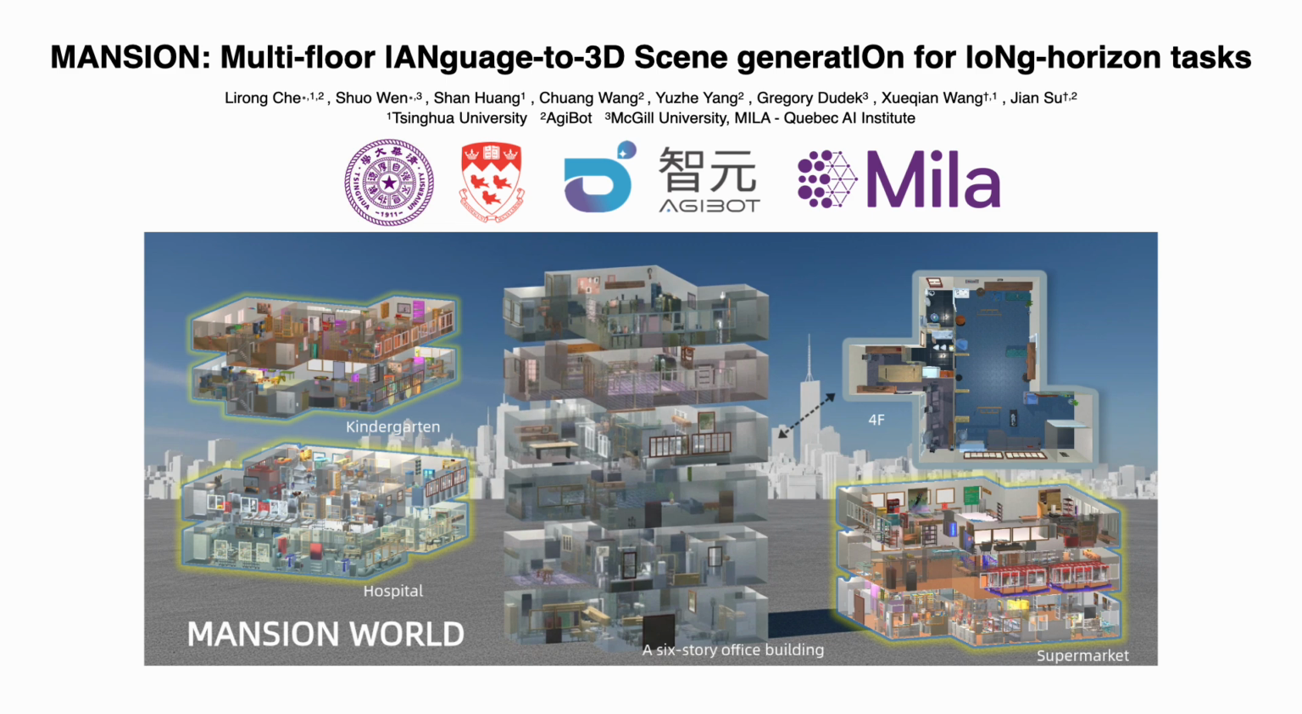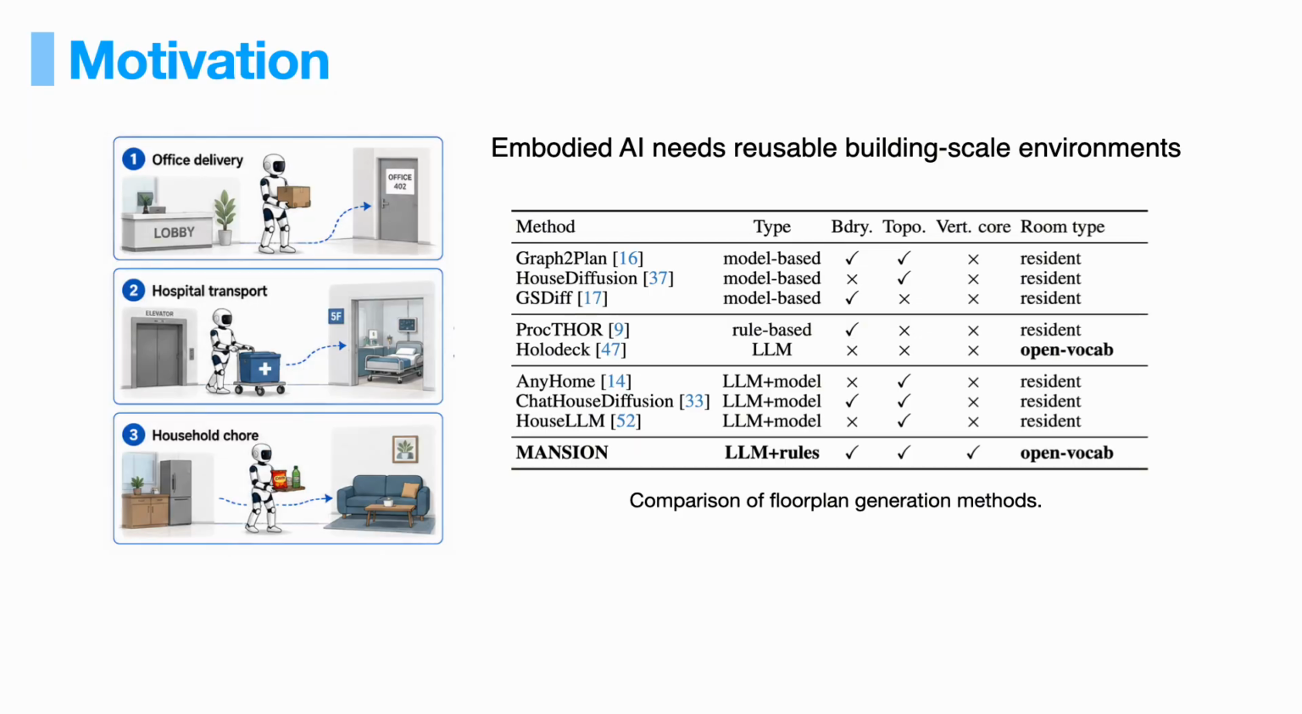such as offices, hospitals, schools, and supermarkets. Real-world embodied tasks are often building scale. Examples include office delivery, hospital supply transport, and multi-step household chores. These tasks require not only navigation and manipulation, but also spatial memory and cross-floor planning.